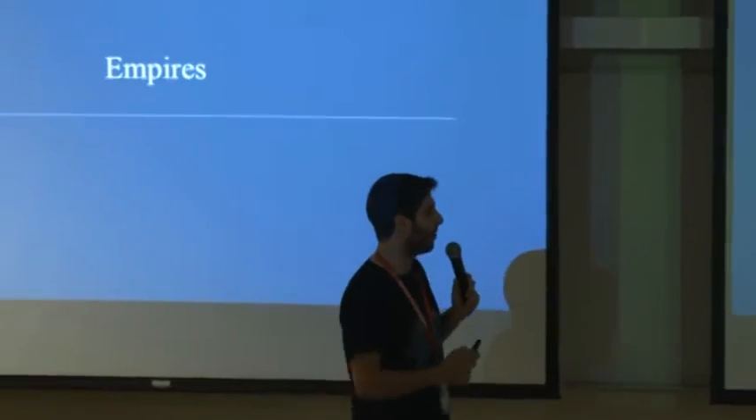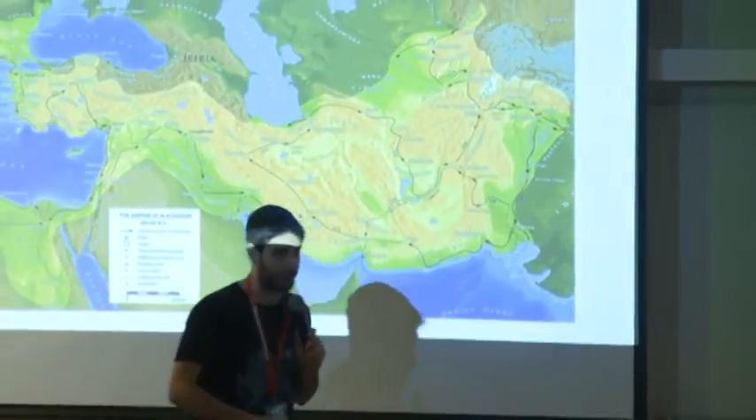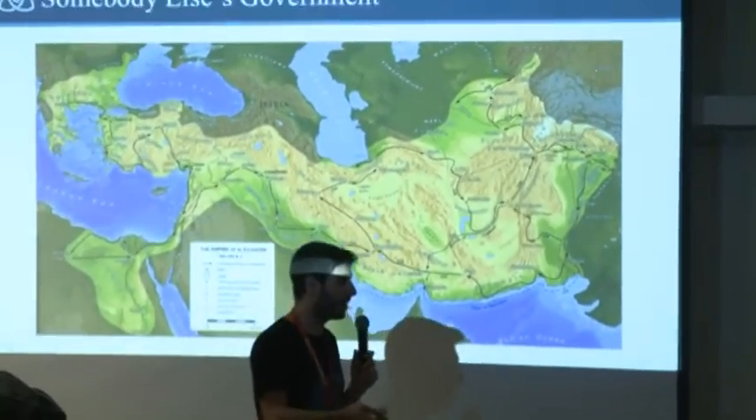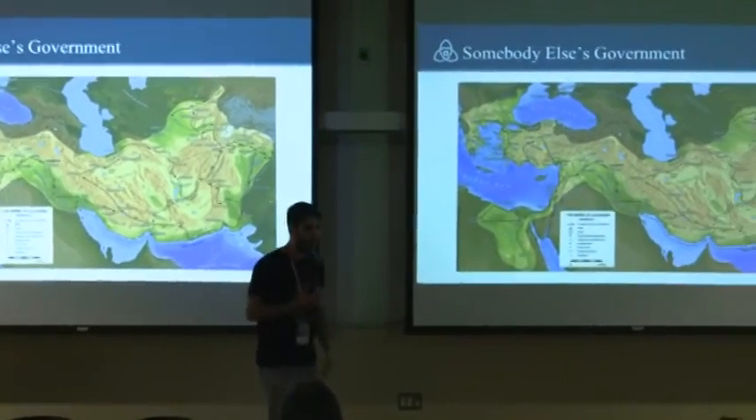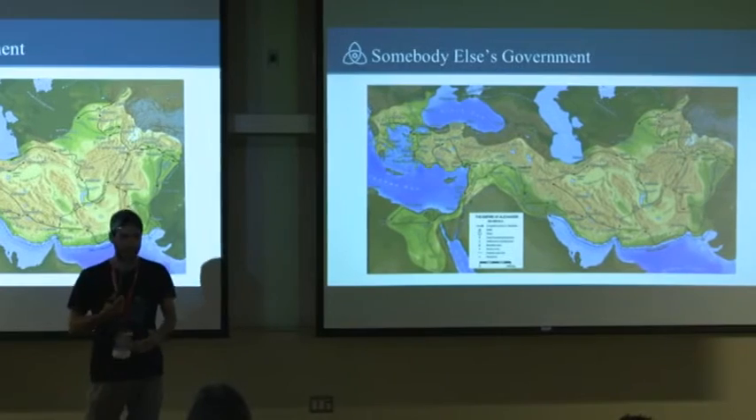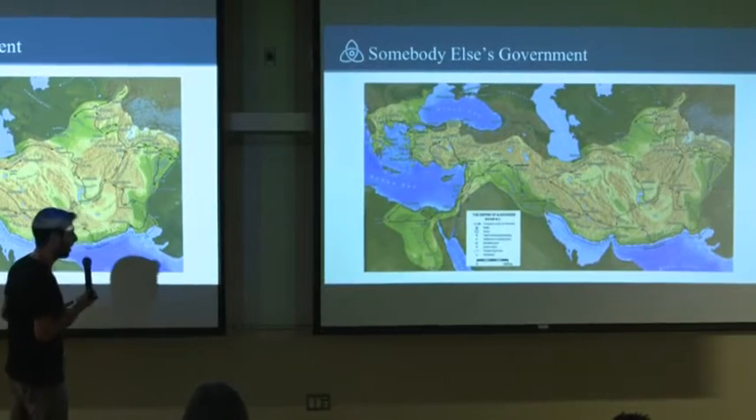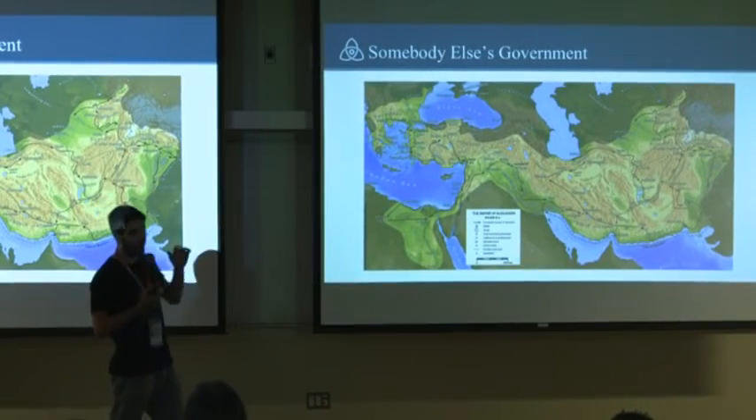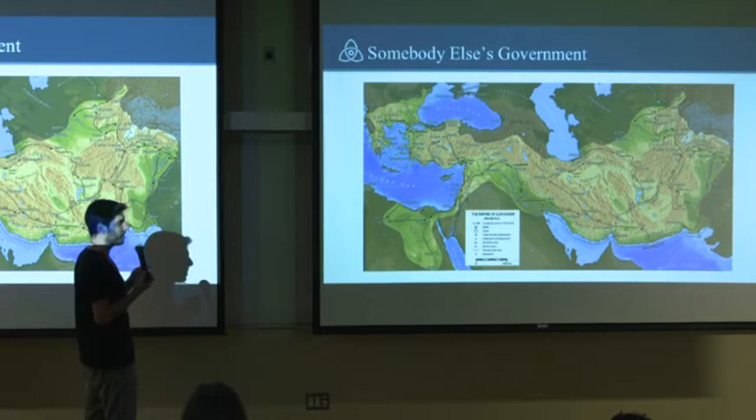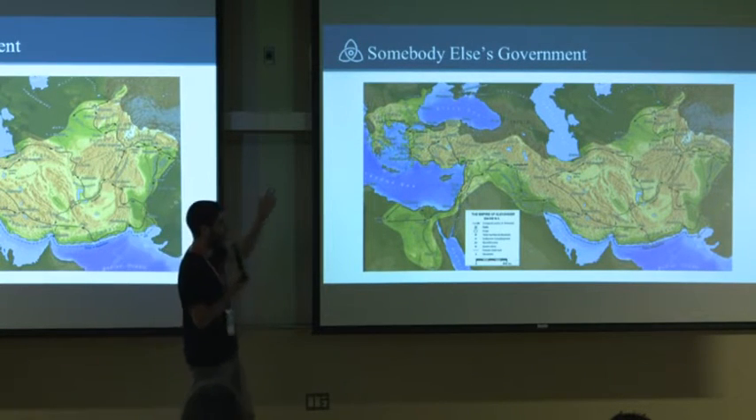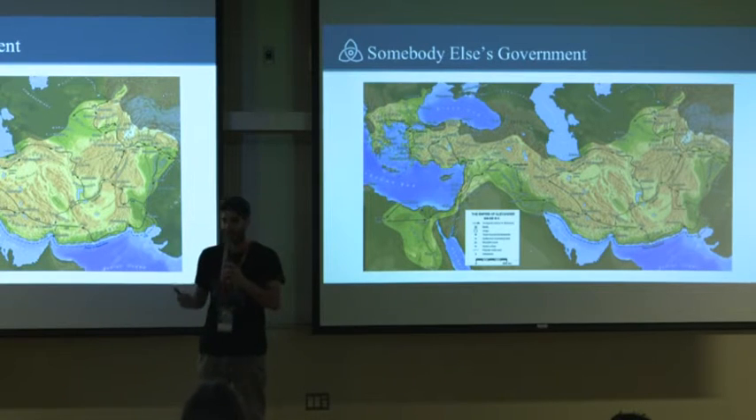And I like to call the era of empires the era of somebody else's government, right? Because this is what started to happen. You're minding your business, you're in your little village, you're in your little city-state, and down comes Alexander the Great with his massive army from Macedonia and his ridiculous customs that you've never seen before. And he's stomping through your city and telling you, okay, now we're in charge, right?